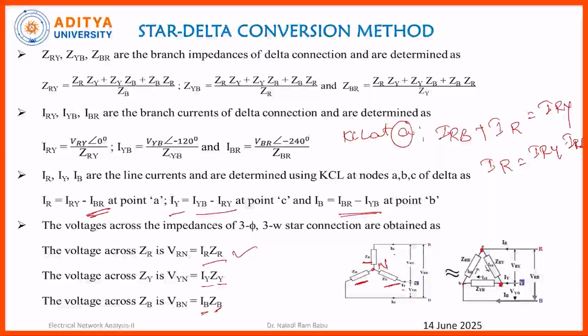Now we have calculated the values of line currents and phase currents in star delta connection, and also the line voltages and phase voltages in star connection. Now let us look into a numerical, so that we will get some idea of how to solve with the help of this star delta conversion method.